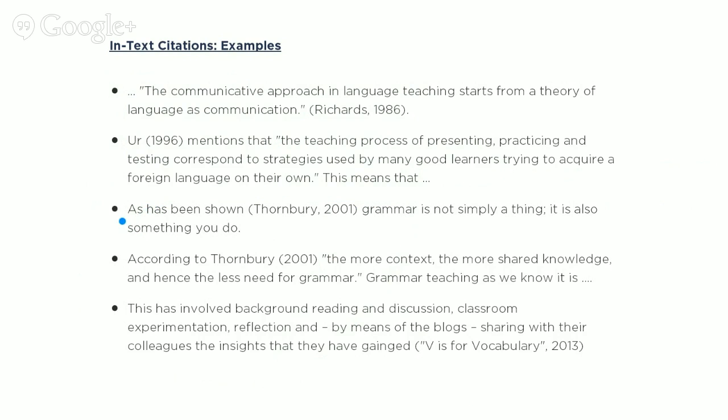Another way of doing that is, as has been shown, grammar is not simply a thing. So notice how we're skipping the author again, but still I need to make reference that what is after this was said by this author in this year, in a certain publication. So in my discourse, I don't name the author, but I do have to put him or her within parentheses right immediately after the actual citation. Last name, comma, publication year.